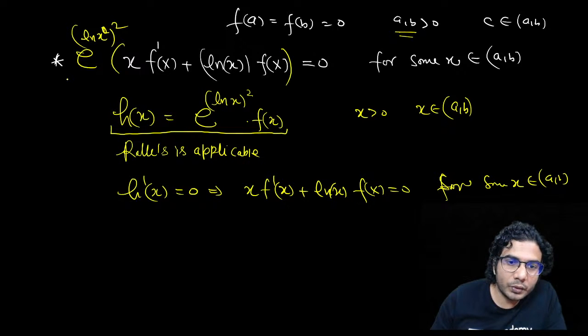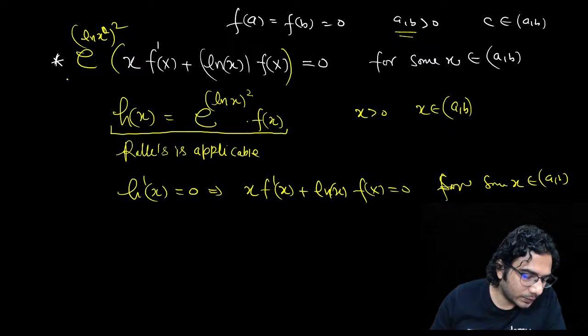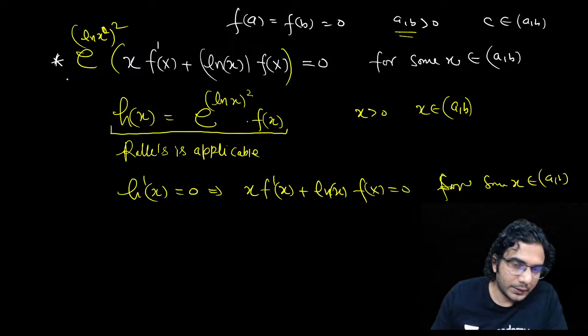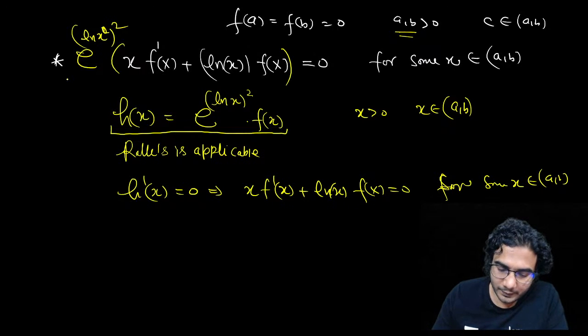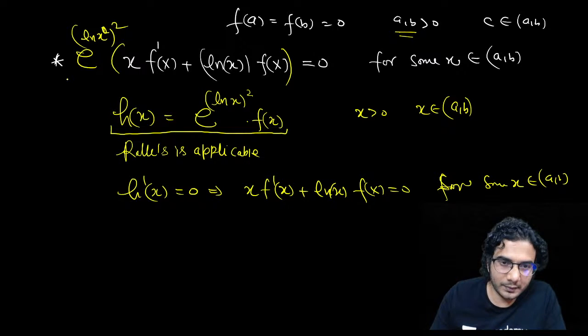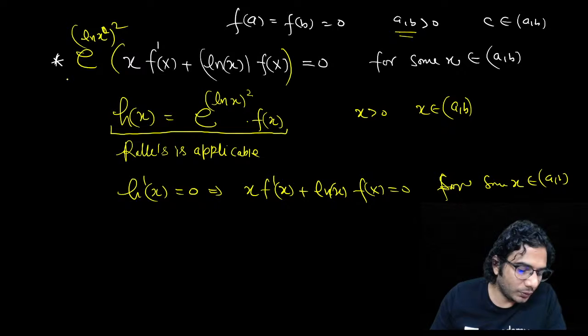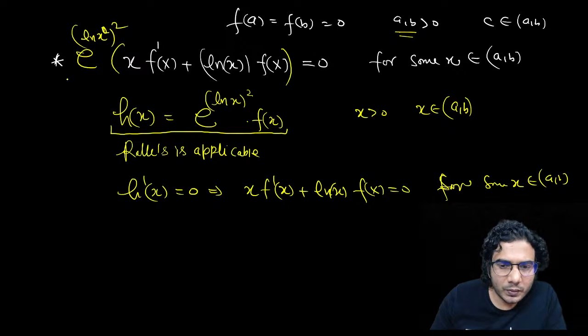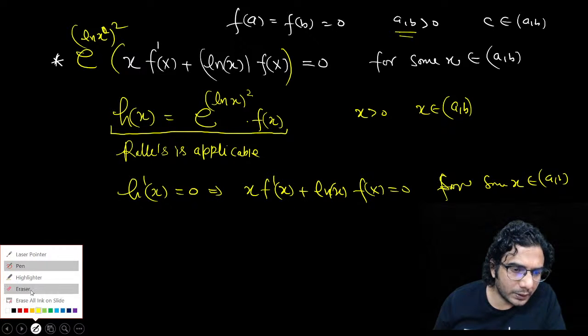I'm not getting 2. Where is 2? Which 2? Division by 2? Where is 2? In its derivative, are you getting 2? No, we will not get 2.